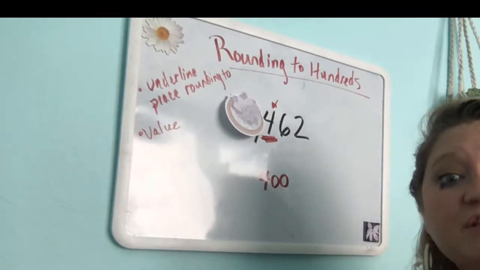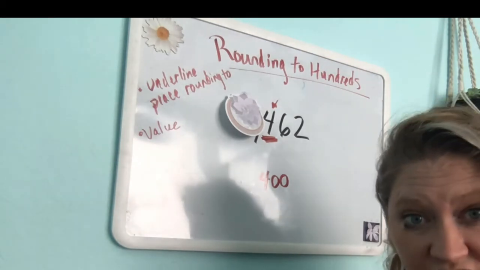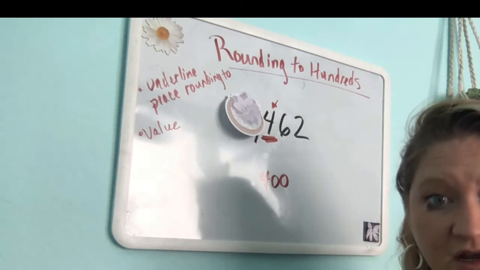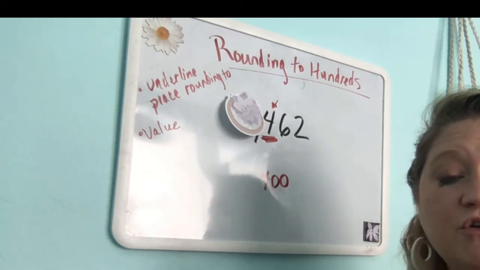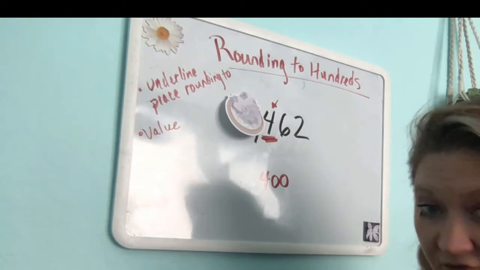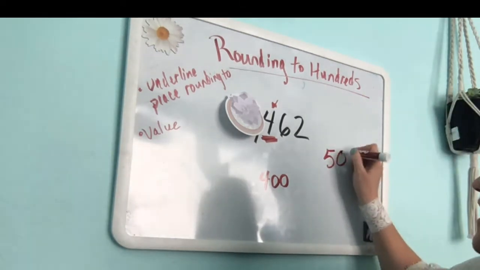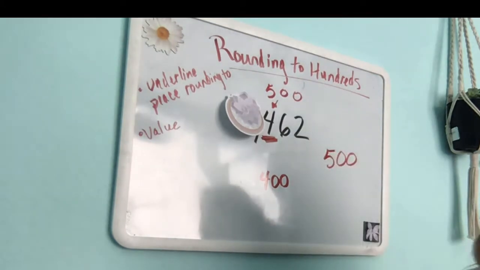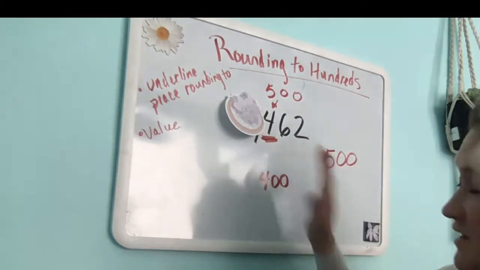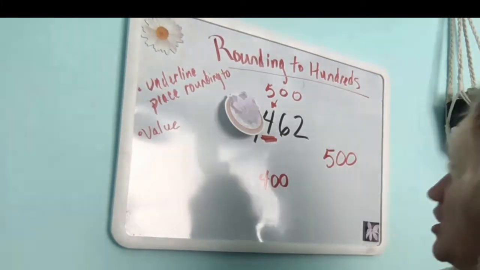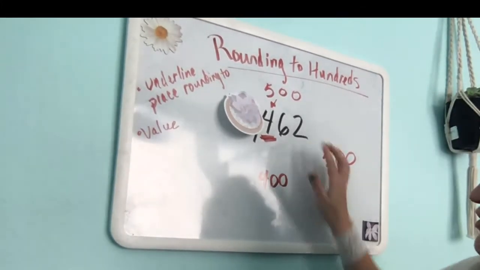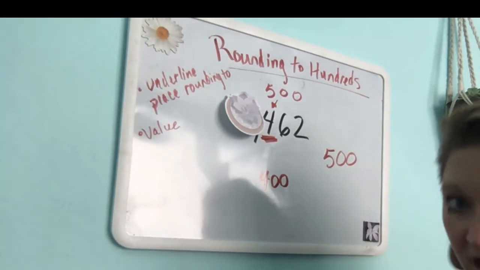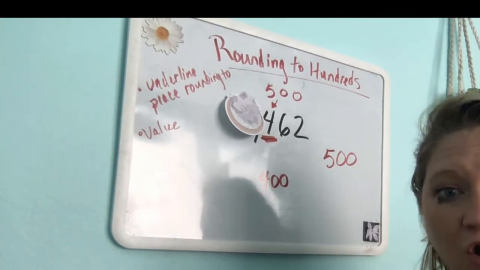Well, since I'm rounding to the hundreds place, I'm going to be counting by hundreds. What is the next logical 100 that comes next? 100, 200, 300, 400, 500. Yes, 500. So the next one would be 500. Okay, I'm going to leave that there for just a minute. Would you agree that 462 is between 400 and 500? It is. I like to do what I call my balloon method.